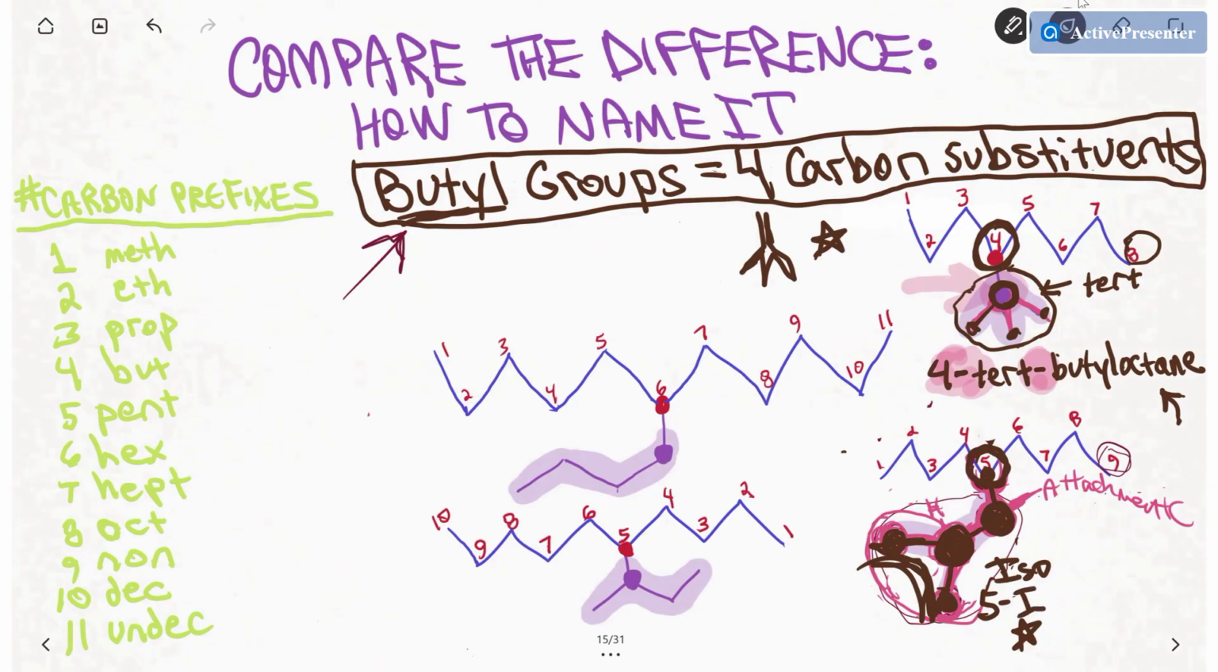And then when it's dealing with what's going on at the end of the substituent's chain, not what's going on at the attachment carbon in the substituent, but what's going on at the very end of the substituent chain, like iso, then you don't hyphenate that before you go butyl.